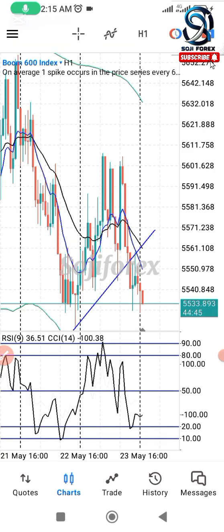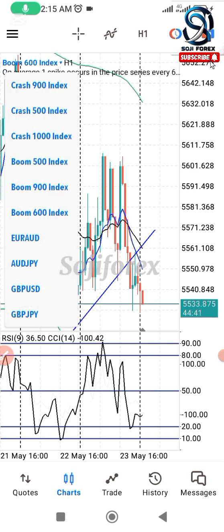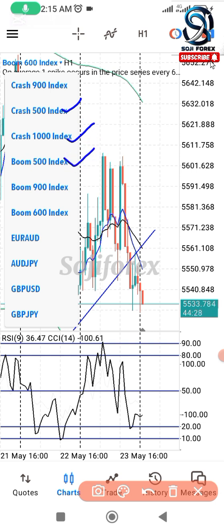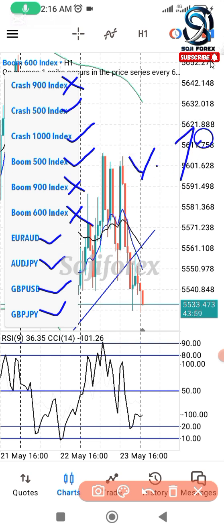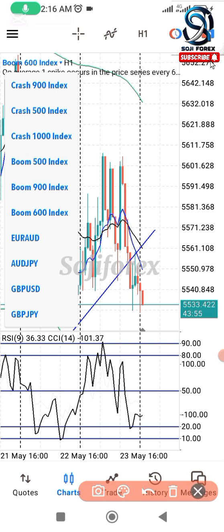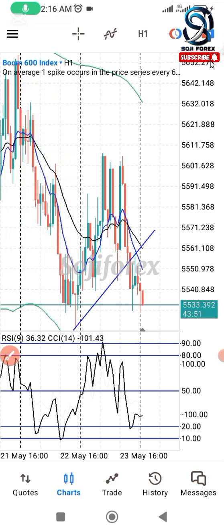So what are those assets? If you want to grow your small trading account, personally, I will recommend the following assets. Crash 500, Crash 1000, Boom 500: avoid these. EUR/USD, AUD/JPY, GBP/USD. These are valid assets, and you can as well trade on synthetic indices such as Volatility 75. So these are my recommended assets for you that you can leverage on to grow your small trading account.